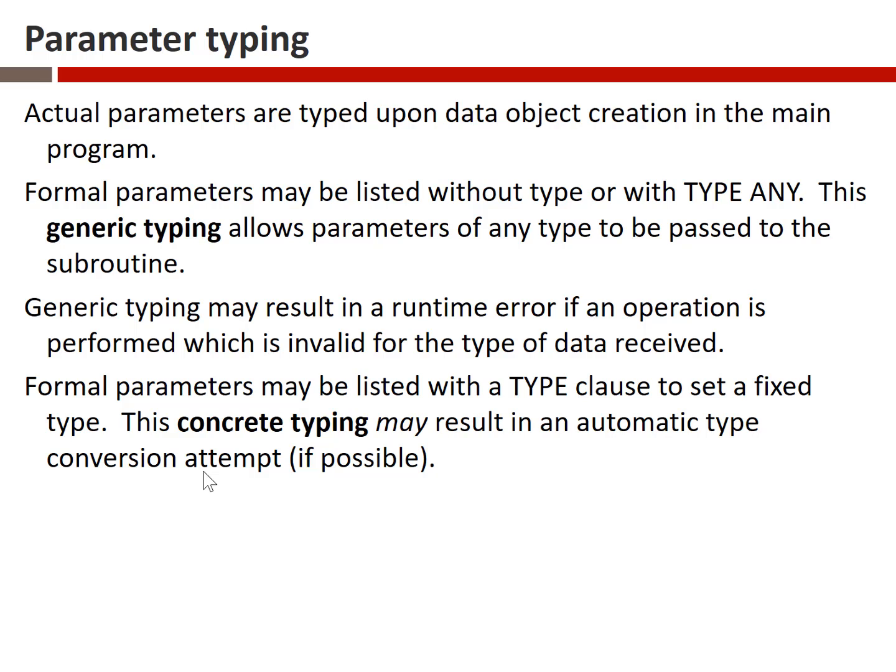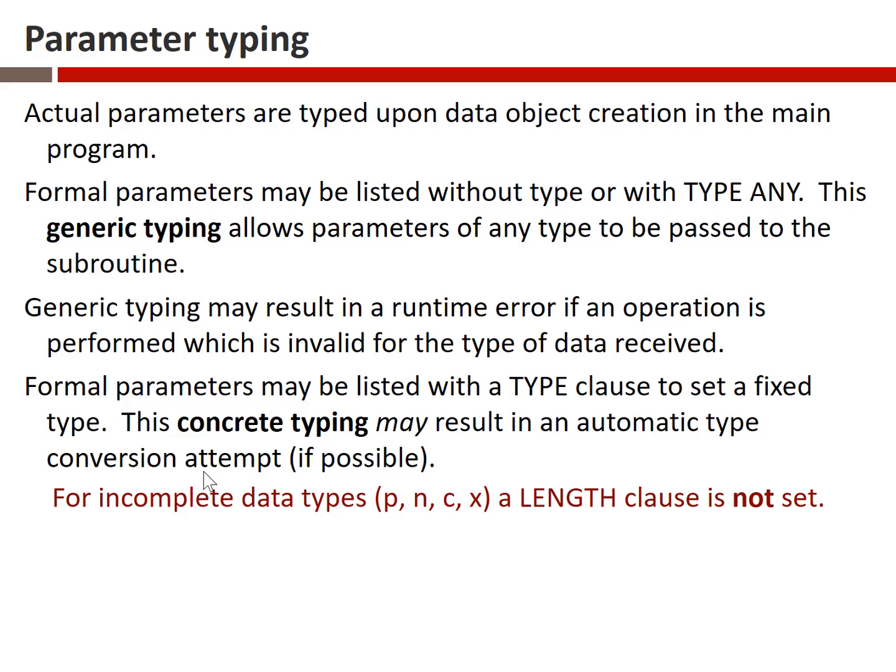Same thing is going to happen here. If you were to employ concrete typing and you were to say that on the receiving end your type was string, and the user called it and passed it an integer, it says, oh, I can put an integer into a string, no problem there at all. And so you can do that as long as you are using types that are compatible to one another. So just to reinforce what I said a moment ago, for incomplete data types like P and N and C and X, we can use those, but on the receiving end, we don't put a length clause. We'll just put type C, type P, or whatever have you.